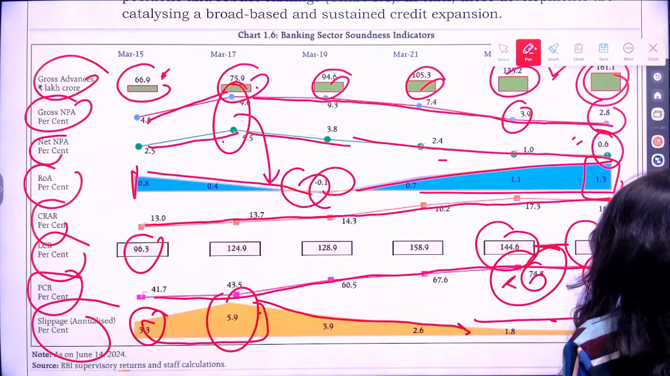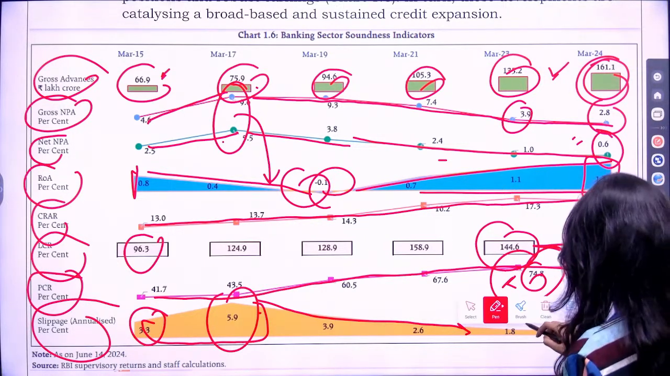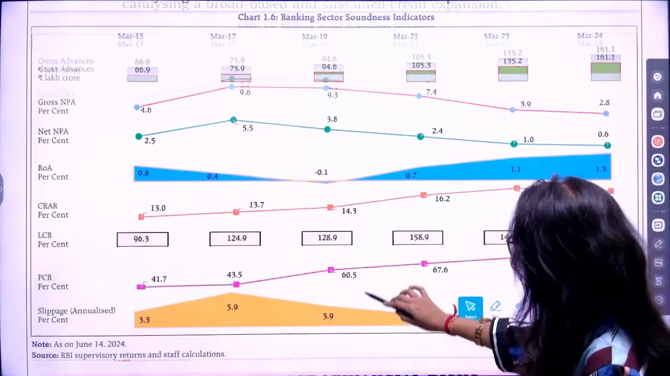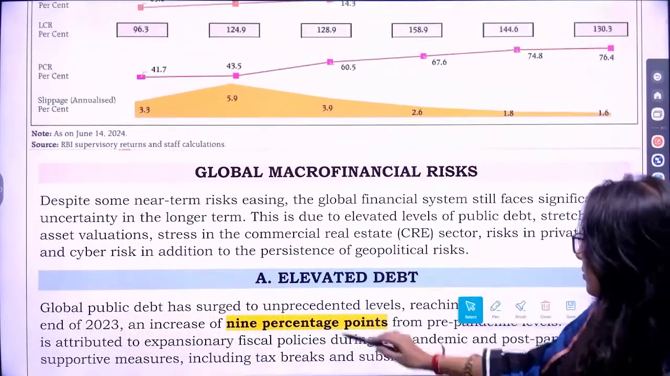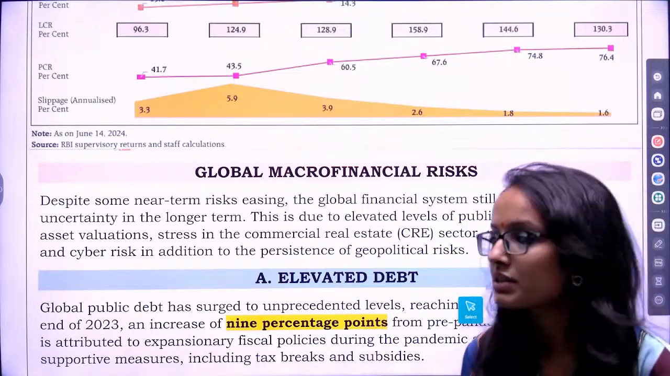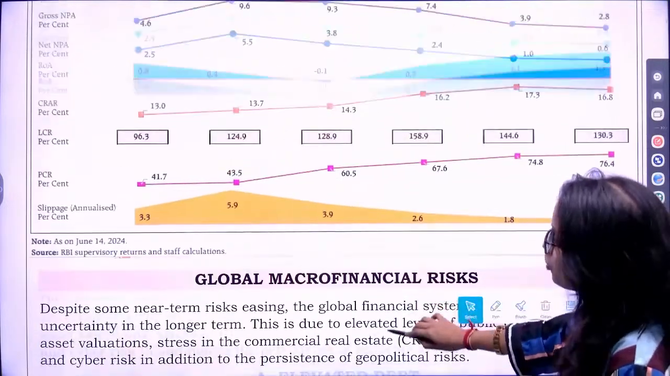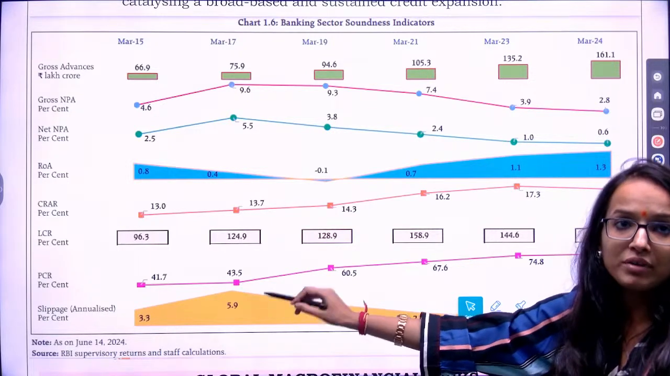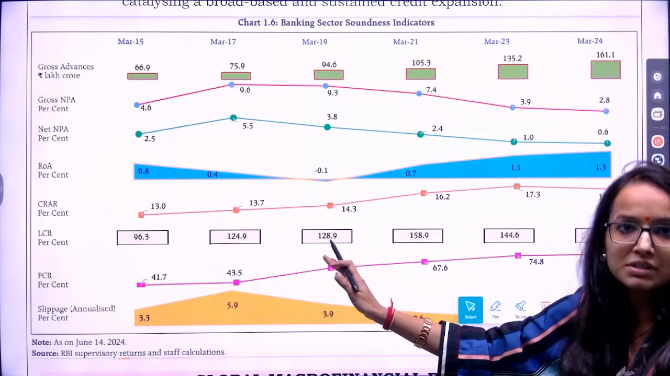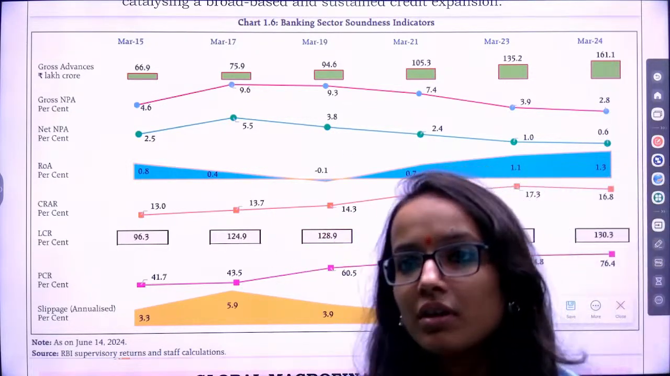Now I'll be taking up further in the next class. We will be taking up from this heading, global macro financial risks, elevated debt and all these things. We have completed this chart. All these terminologies are very important. I hope you have written all these concepts and formulas which I have discussed with you.